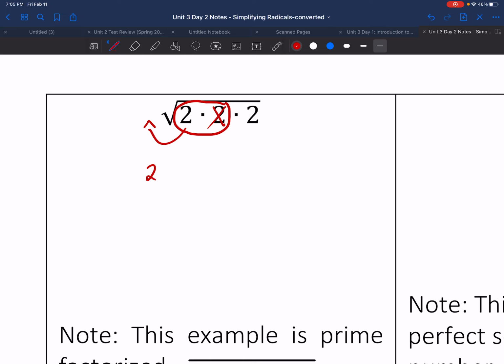So I have 2 times the square root. Yes, this is multiplication. 2 times the square root is the same thing as this, okay? And then, does this 2 here have a pair? No. If it doesn't have a pair, it's going to remain inside the radical sign all lonely. And this is my answer. Okay, hopefully this is making sense after you looked at the first example. This is already prime factorized, so please keep note of that.